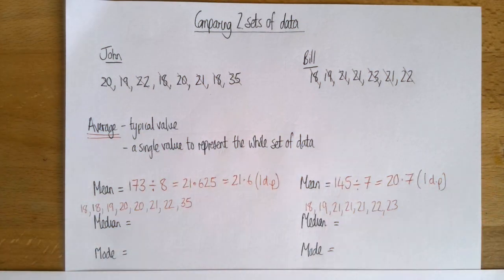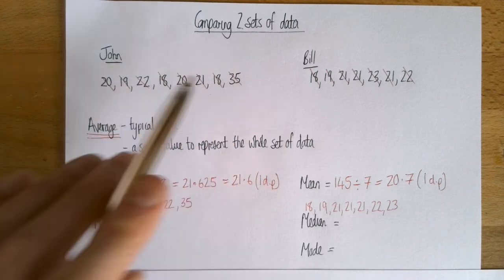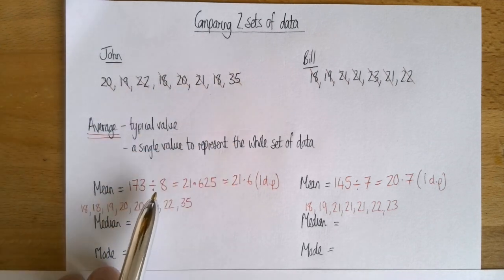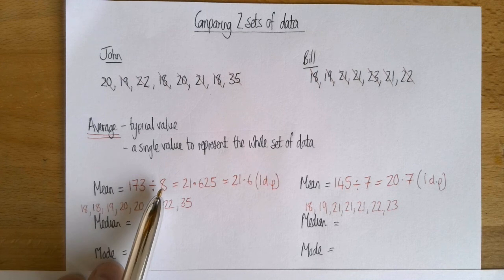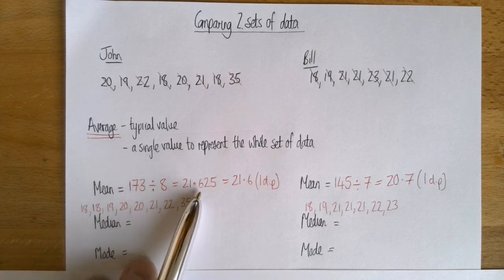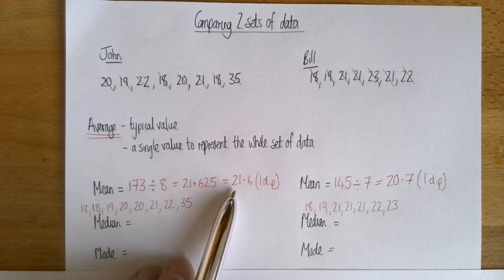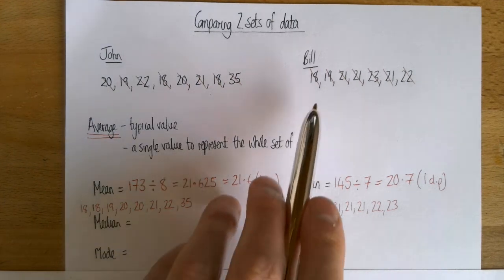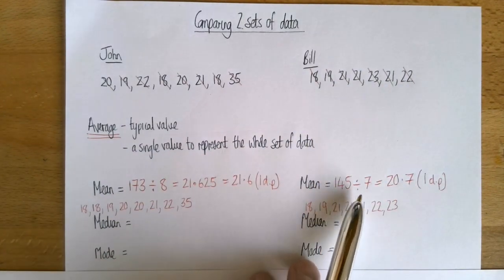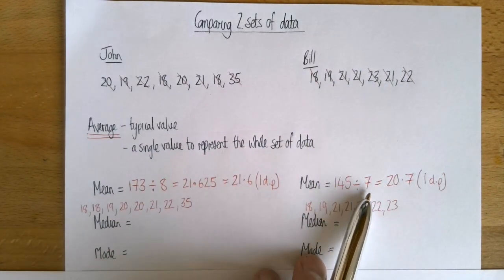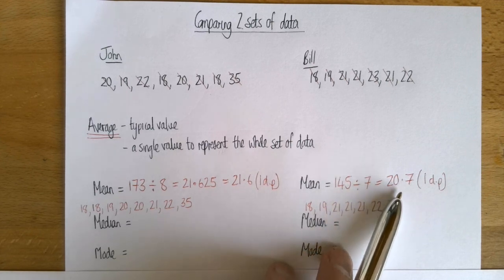Okay, so I added up John's times and got 173 seconds. There were 8 times, so I divided by 8, got that rather nasty number. I didn't say, but I chose to round it to 1 decimal place. And I did the same for Bill. I added up Bill's scores. Bill only had 7 times, and that came out with an even more horrible decimal number, so I rounded that to 1 decimal place as well.